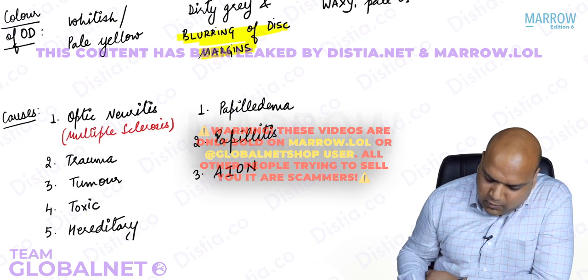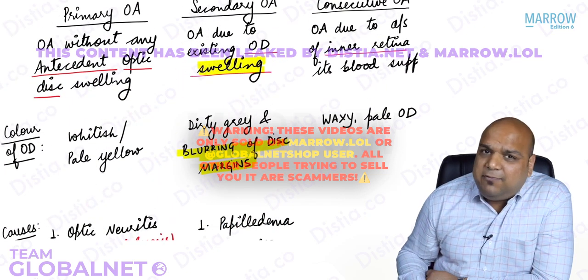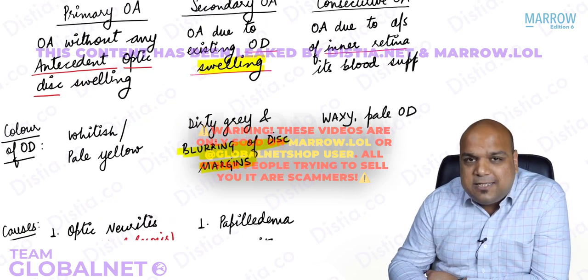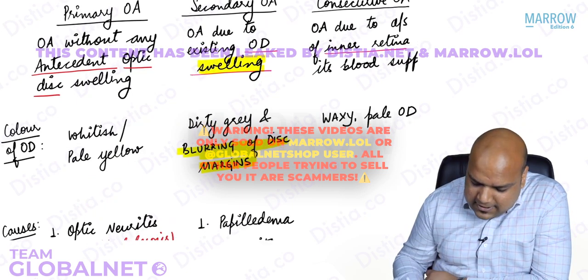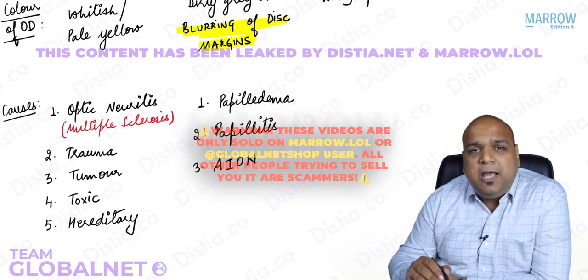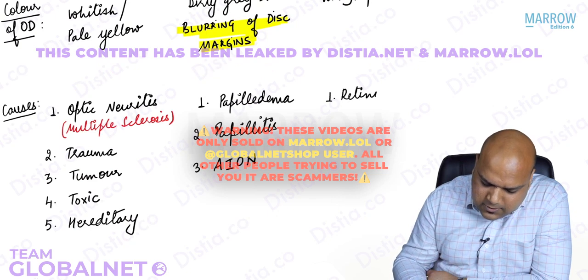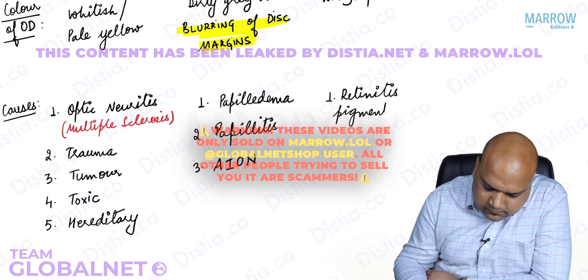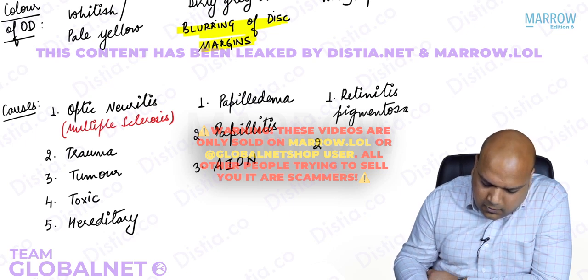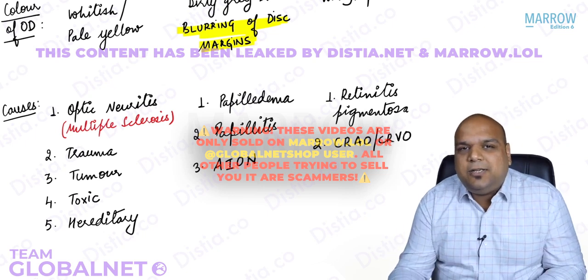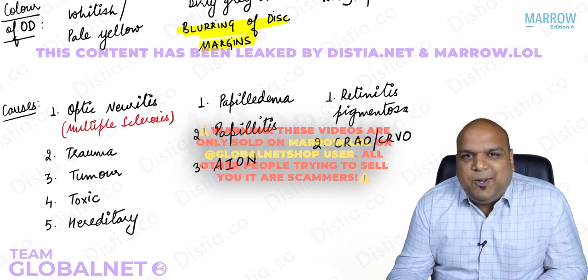Now, moving on to consecutive, everybody. Even if I don't list it, you are smart enough to be able to learn this, I hope, because we have written that it is due to diseases of inner retina. So all the diseases of retina and its blood supply should come under the list. But still, if I want to make a list, I will say very important cause, a disease called retinitis pigmentosa, or vascular conditions like CRAO, CRVO, that is central retinal artery occlusion, central retinal vein occlusion, everybody.